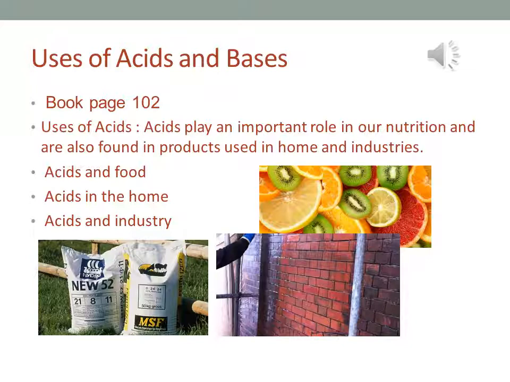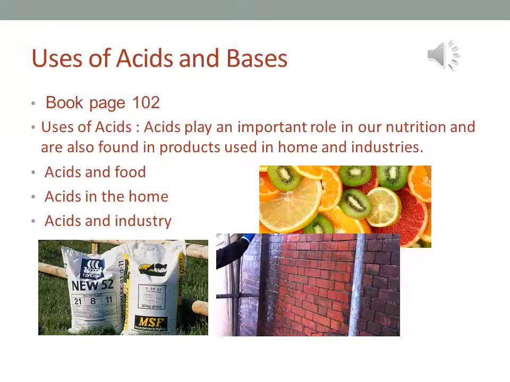Uses of acids and bases. Please open your book, page 102, and look at figure 15. First, I'm going to talk about uses of acids. Acids play an important role in our nutrition and are also found in products used in home and industries. First, acids and food. Many of the vitamins in the food you eat are acids. For example, ascorbic acid or vitamin C is found in tomatoes and oranges. Green leafy vegetables contain folic acid, which is needed for healthy cell growth.